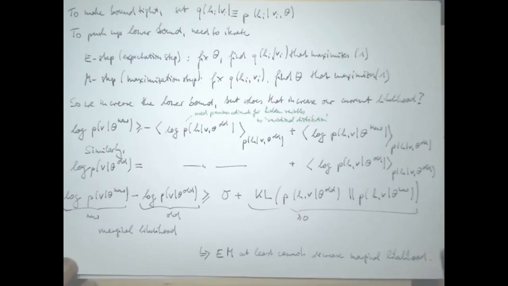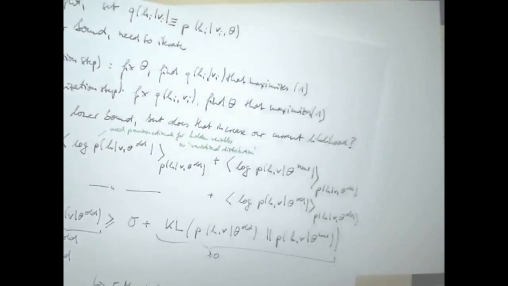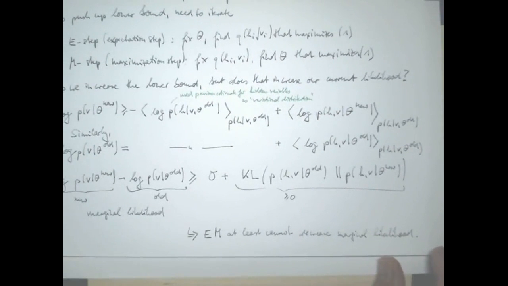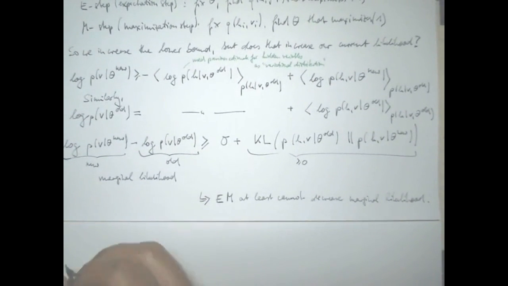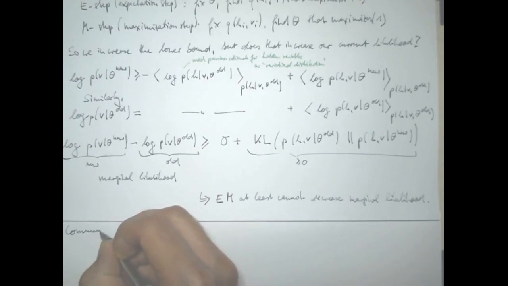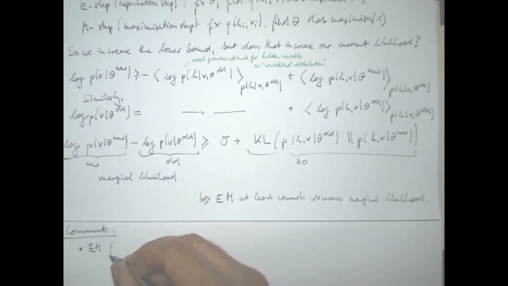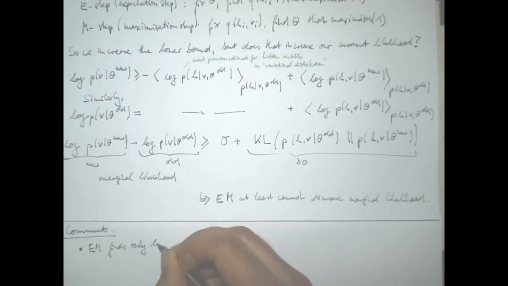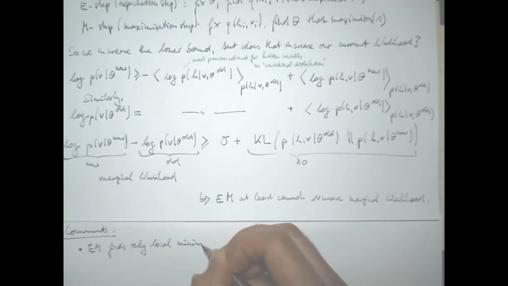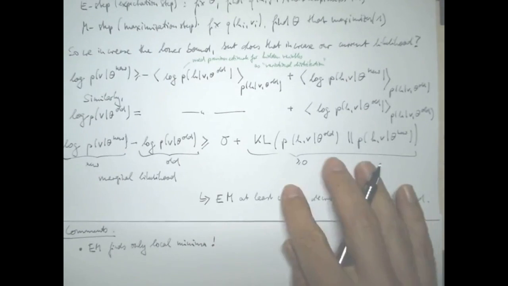Good. A few comments. Importantly, we did not prove anything about coming to a global optimum or convexity or something like that. So EM finds only local minima. And, well, depending on the model, you can really end up in very bad local minima if you initialize poorly.